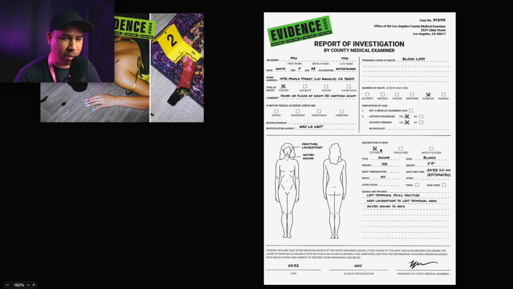Description of body, clothed. Eyes brown, hair blonde. Height 122. Weight 122. Height 5'8". So like I was saying, we can get a good gauge of the rabbit's height if we go back and watch the video. Maybe. Date and time. Okay, so they have the estimated time here at 7:11.